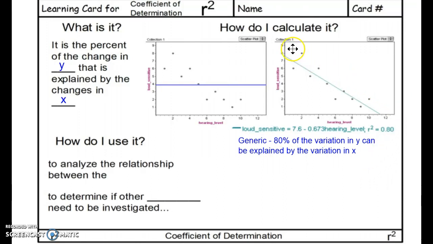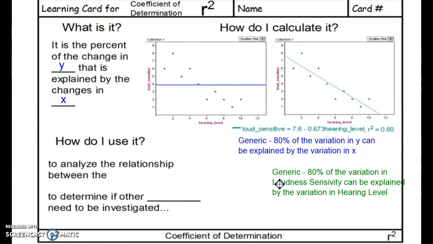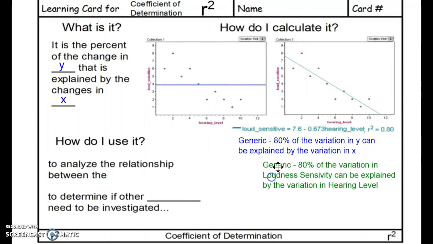Well, how would I write that in context? Because we always want to write in context. Actually, that wouldn't be generic. This would be in context. And it would say this: 80% of the variation in loudness sensitivity can be explained by hearing level, or the variation in hearing level.